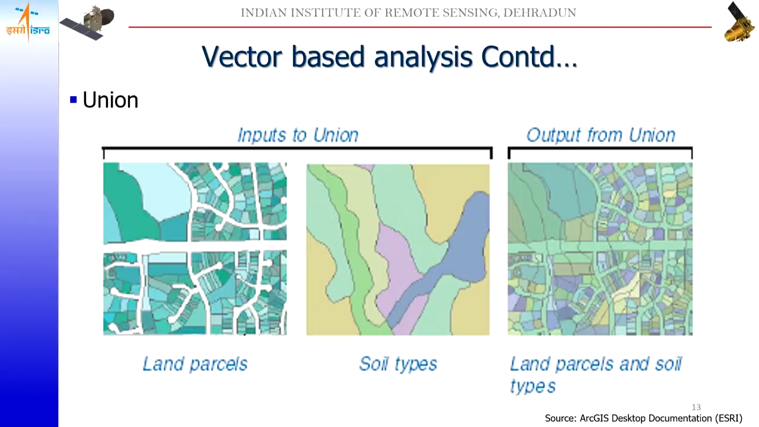However, wherever there is an intersection between layer 1 and layer 2, in this case land parcel and soil type, new polygons will be computed which have attributes coming from the land parcel as well as the soil type. So this is a new kind of information that we have derived, wherein in the output map we can find out what kind of soil types are there in each land parcel. This is new information that we are extracting, which was not there if we considered the land parcels or the soil types separately.